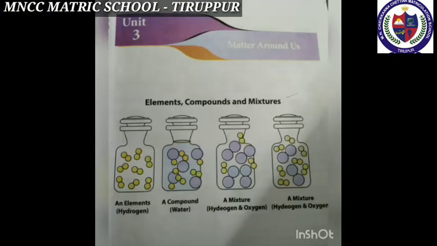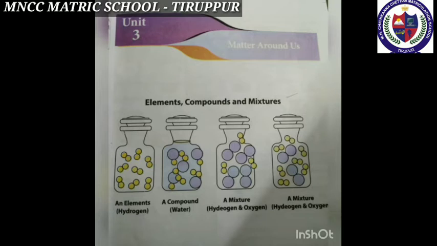Hi students, today we learn about an interesting lesson, matter around us. What is matter? We know that everything we see around us that occupies space and has mass is called matter. Heat, light and sound occupy space but don't have mass. Hence, these are not matter. What is matter composed of?